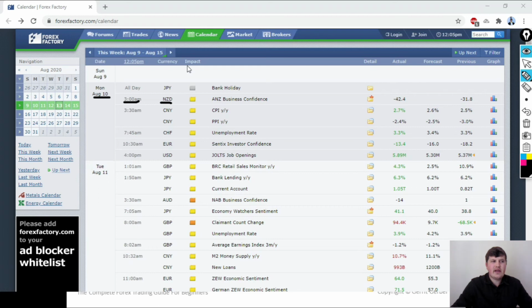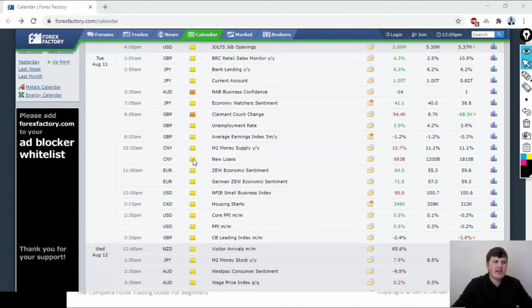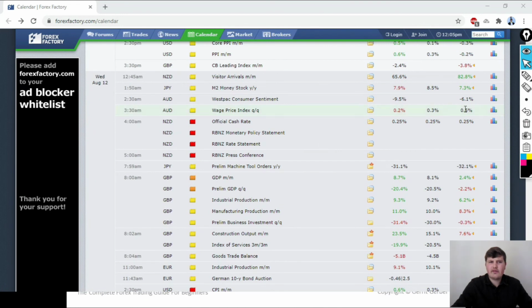And the impact column over here just gives you an indication of how important the specific news release is. The yellow news releases aren't very important, and you don't have to focus on them, as well as the orange news releases. The only news releases that you will be focusing on are the red ones, because they will most likely have the biggest impact on the market and are the essential news announcements that we discussed.